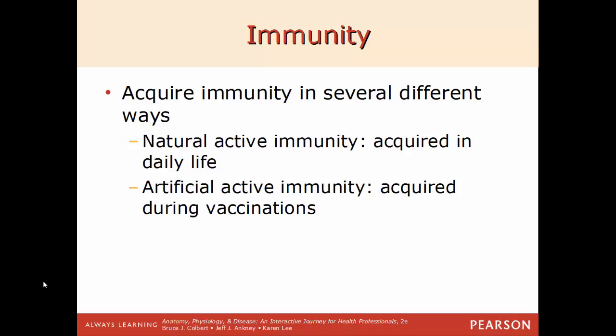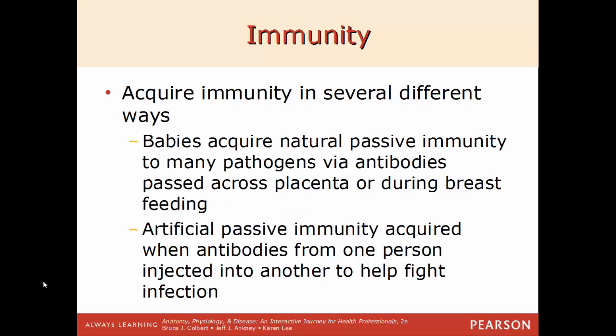It's naturally acquired active immunity. Artificially acquired active immunity is acquired during vaccinations. Babies can acquire naturally acquired passive immunity by receiving antibodies from their mother's breast milk, or even across the placenta. You can also have artificially acquired passive immunity, where you receive a direct injection of antibodies.